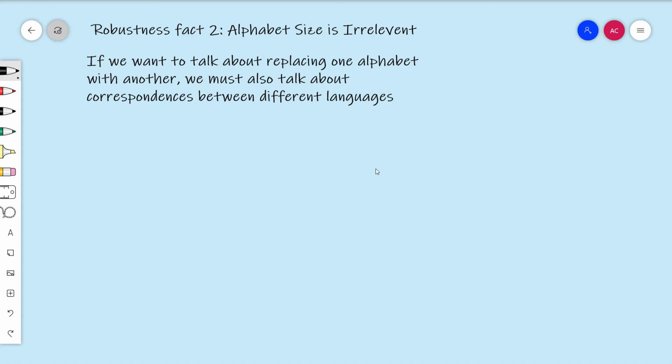So what I wrote here is that if we want to talk about replacing one alphabet with another, we must also talk about correspondences between different languages. So consider, for instance, the factor problem. Remember, factor is the problem: given an integer, does it have a non-trivial factor? So numbers that factor are 4, 6, 8, 9. Non-trivial means not one and not itself. So 1 does not have a non-trivial factor.